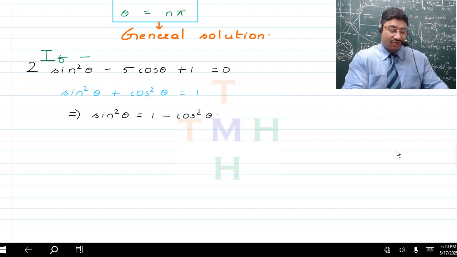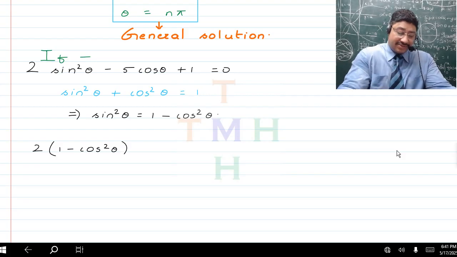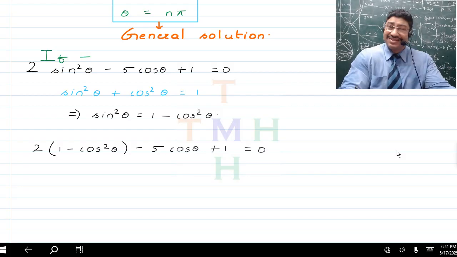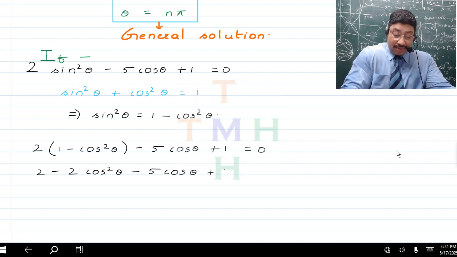And when we write this children, this equation now gets converted to 2 times 1 minus cos squared theta, right? That is the value of sine squared theta, and from that is going to be subtracted 5 cos theta, right? And to that 1 is going to be added, and the sum of all of this is equal to 0. Next children, we just require to simplify this. So this is then going to become equal to 2 minus 2 cos squared theta, and minus 5 cos theta, plus 1 is equal to 0.